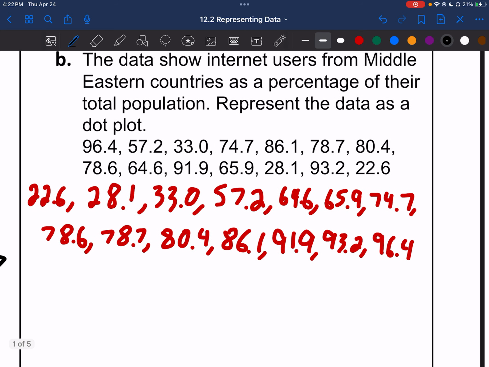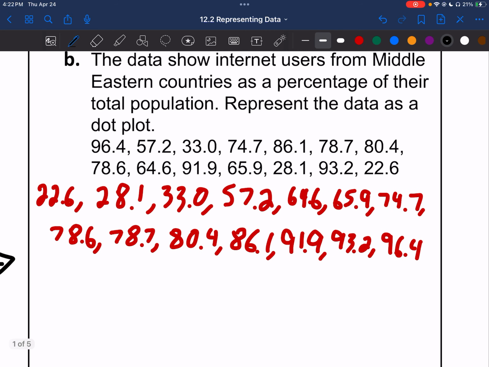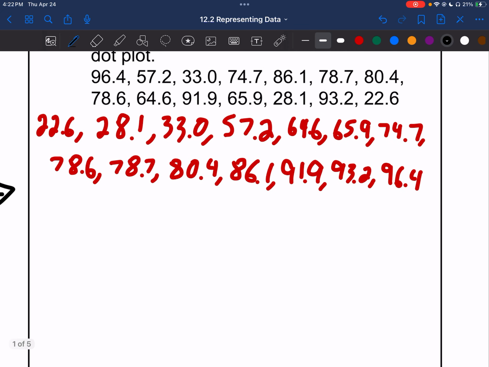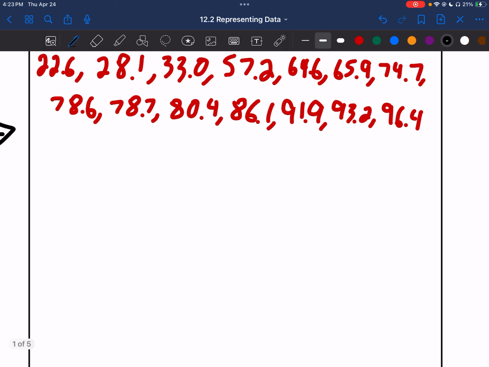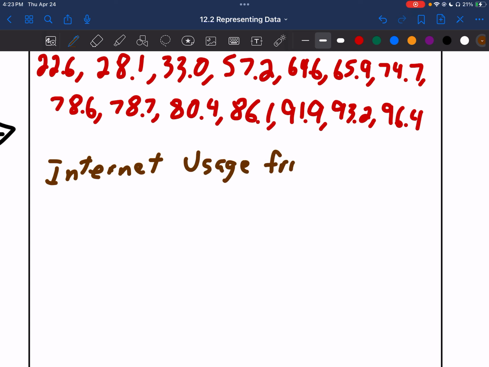So letter B says the data shows internet users from Middle Eastern countries as a percentage of their total population. Represent the data as a dot plot. So now, given that I've already put it in numerical order for us, but given that we are given a specific scenario, I need to title this graph. So I'm going to say internet usage from Middle Eastern countries.